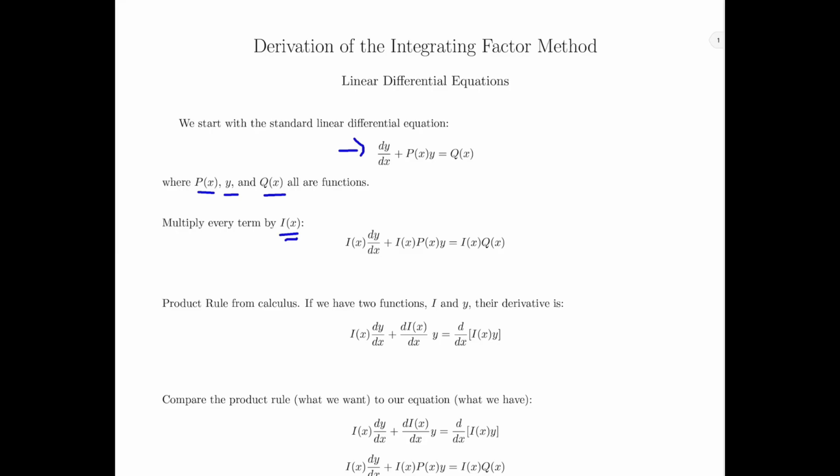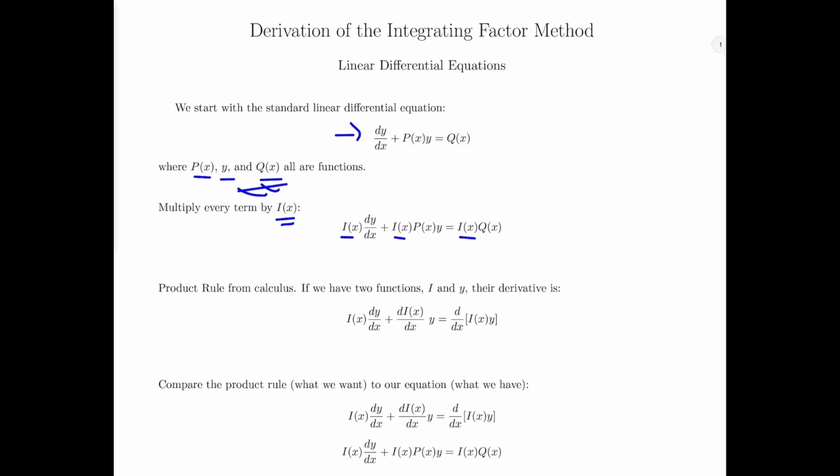Now what does this function have to do? Well, this function, at least for now, has nothing to do with any of these variables. This function has nothing to do with any of them. We simply begin by multiplying I of x with the entire equation. So this gives me I of x times this, I of x times this, and I of x times this.